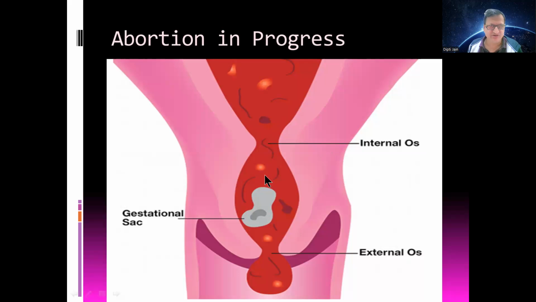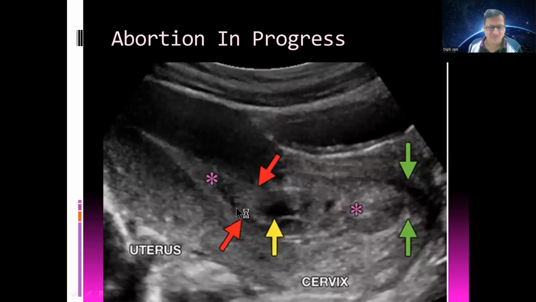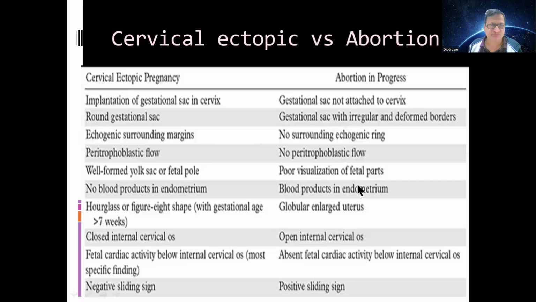Here, in abortion in progress, the gestational sac will be present in the cervical canal, and crampy pain will be there. This is abortion in progress, where the products are inside the cervical canal. So what are the differences between cervical ectopic and abortion?